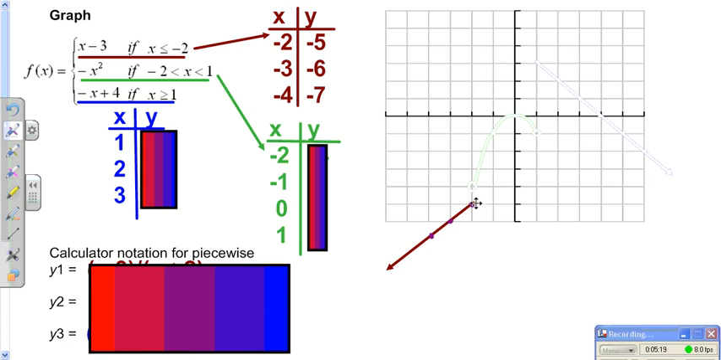Now notice it starts here and goes to the left because once again this says once you get to x being -2 you never want to go to the right of that. So that's why my line stops here because here's my -2. I can't go to the right of that.